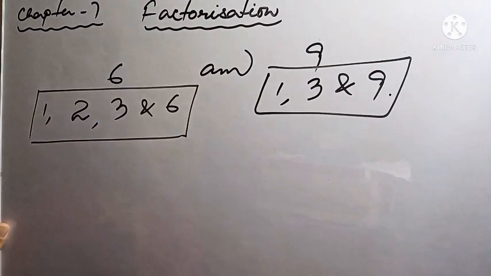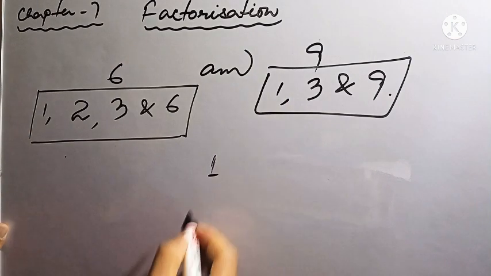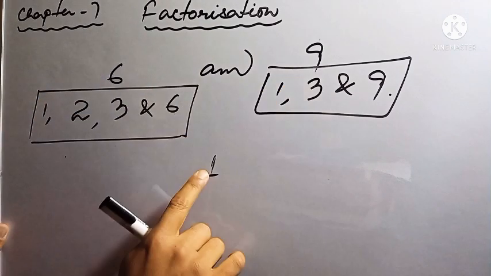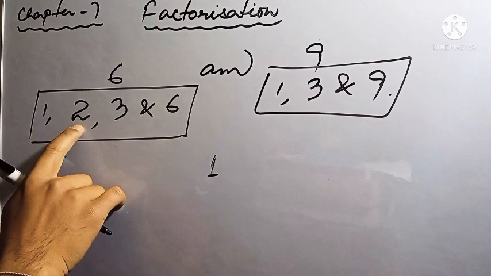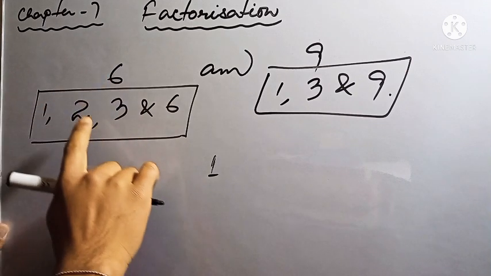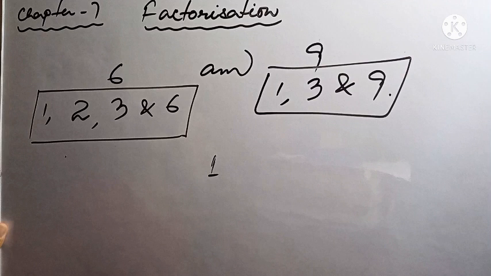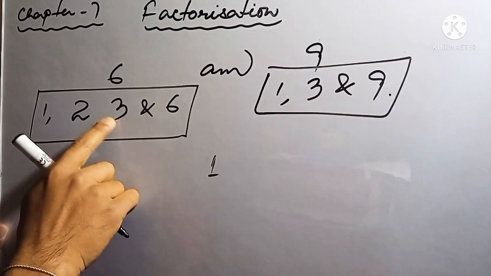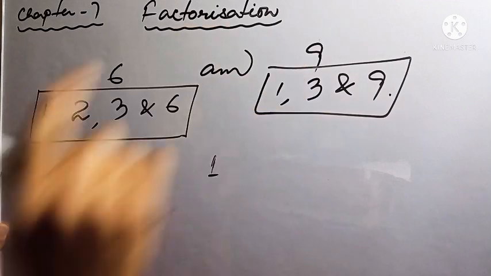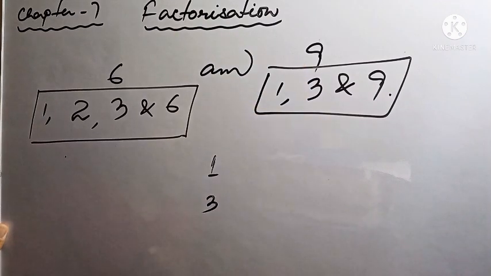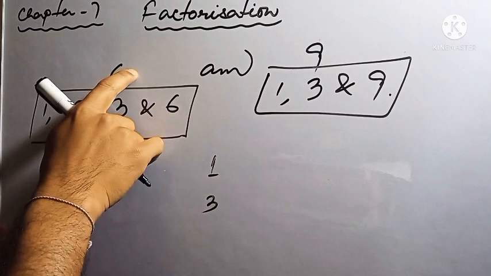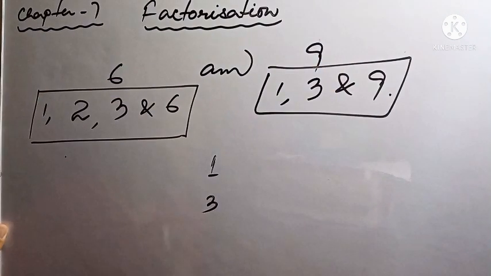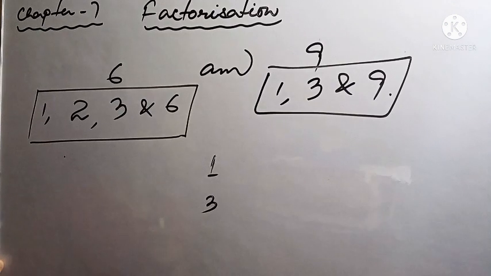So what are the common factors for 6 and 9? The factor which is common. 1 is a common factor because 1 is a factor of 6 and 1 is a factor of 9. And what about 2? Even though 2 is a factor of 6, 2 is not a factor of 9. So 2 is not a common factor. And what about 3? 3 is a factor of 6, and at the same time, 3 is a factor of 9. Therefore, 3 is a common factor. What about 6? 6 is a factor of 6, but 6 is not a factor of 9. Therefore, 6 is not a common factor. So for these two numbers, 6 and 9, the common factors are 1 and 3.